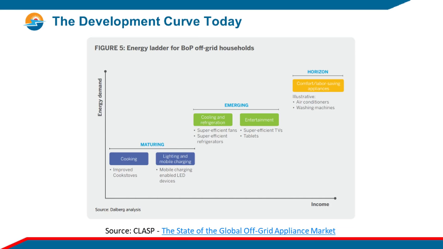So where are we today? Lighting and phone charging is the technology that most of these pico solar products have already covered. These are rather mature technologies. There are a lot of competitors in the field, and the prices have converged quite a bit. The emerging technologies are where we see a lot of the new opportunities. We are talking mainly about super efficient TVs, tablets, fans, and refrigerators.